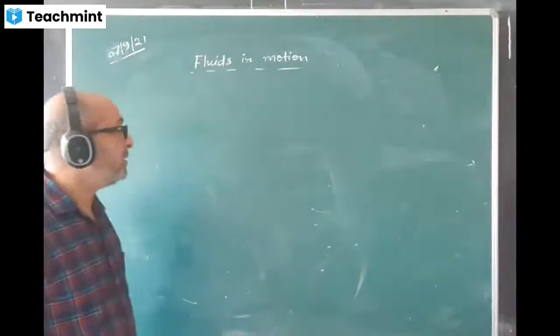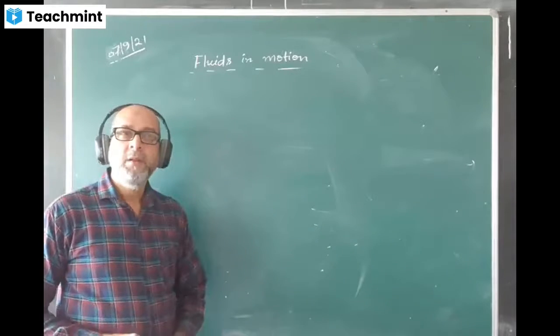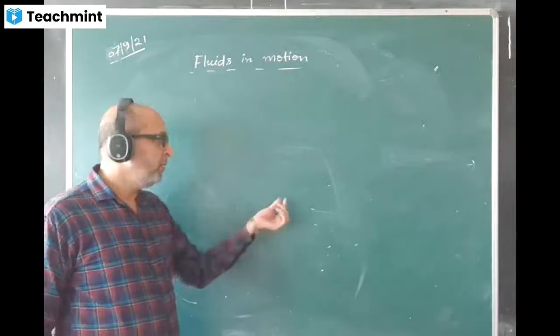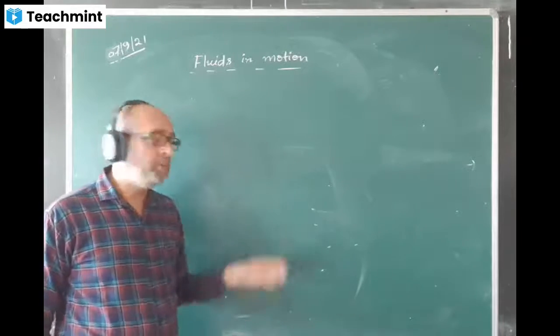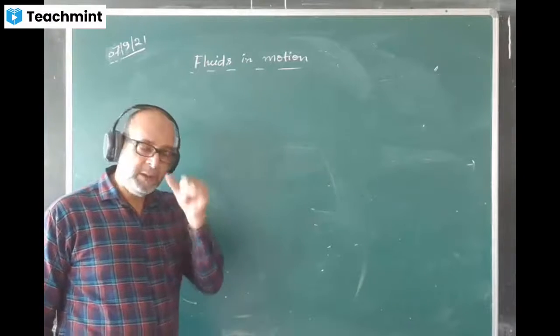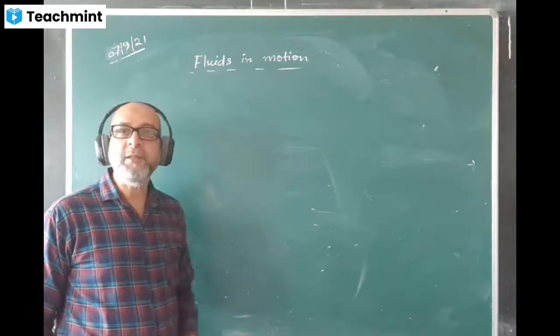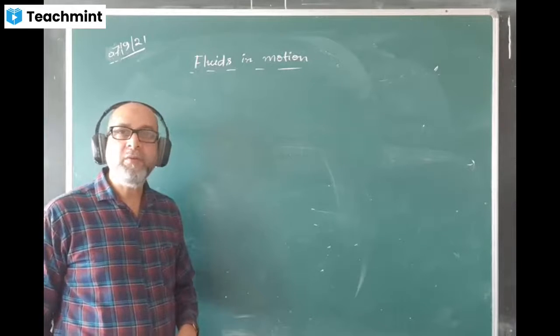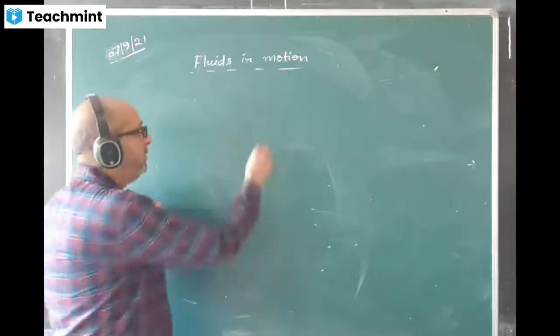Okay, in the previous class, I discussed the efflux velocity. What was the efflux velocity? Through some orifice or some hole, the liquid comes out. That velocity is called efflux velocity. And what is the formula for efflux velocity? Yesterday you learned: square root of 2gh.